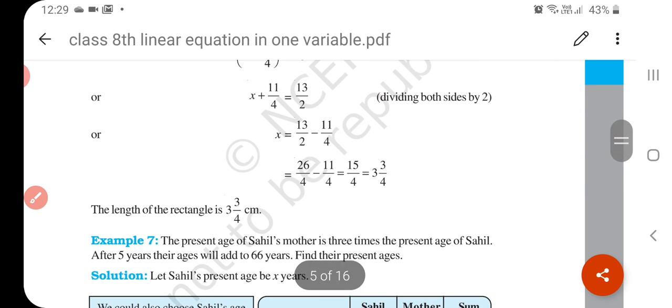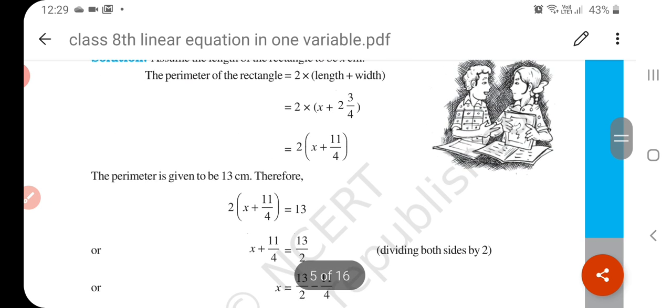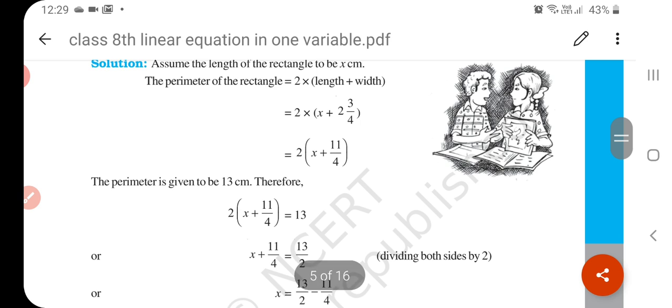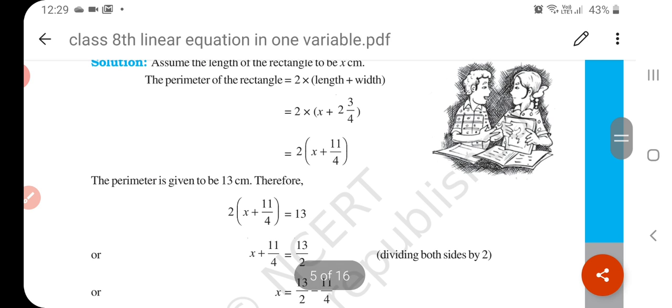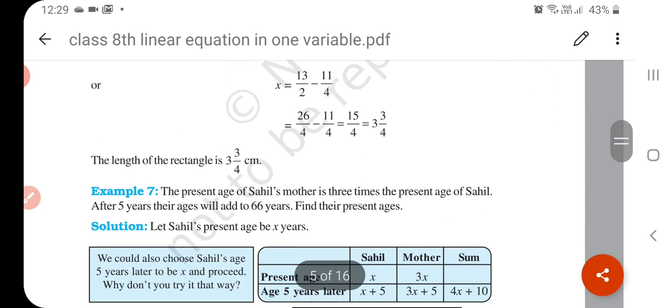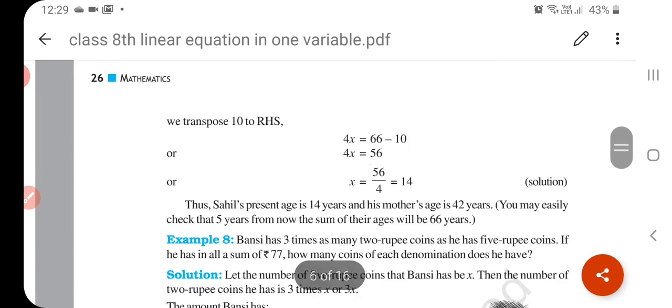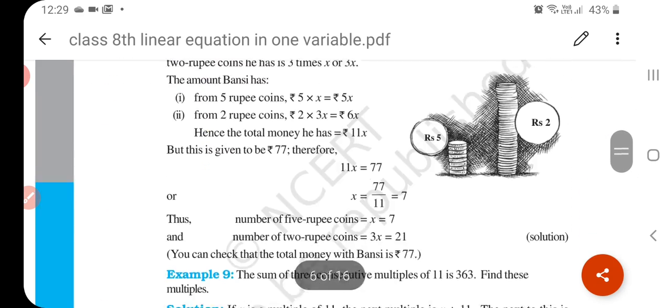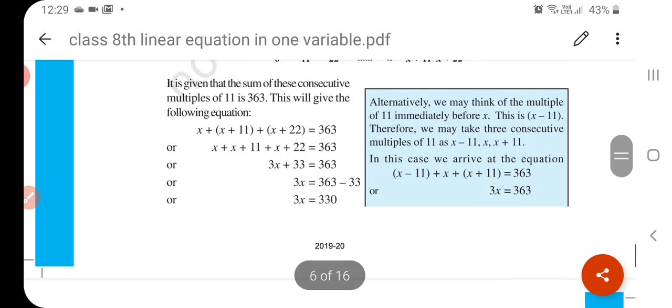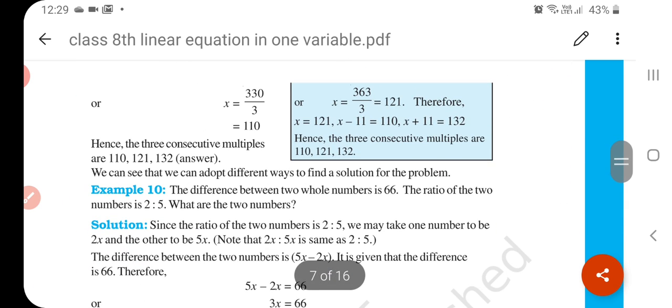So this type becomes your equation. It's your complete equation: 2 into x plus 11 by 4 is equal to 13. Now you have to solve it. Okay, understand, this type you have to solve easily. Understand all the examples, please read and please do it by yourself.